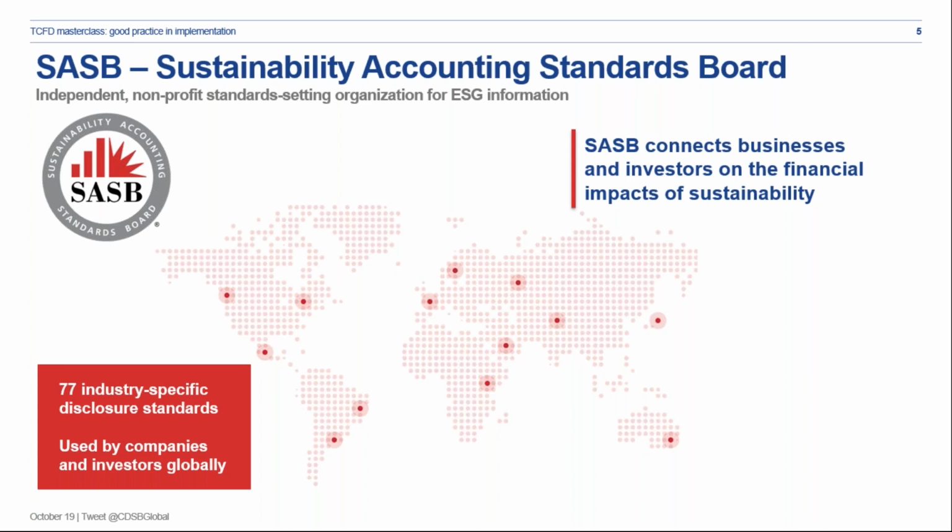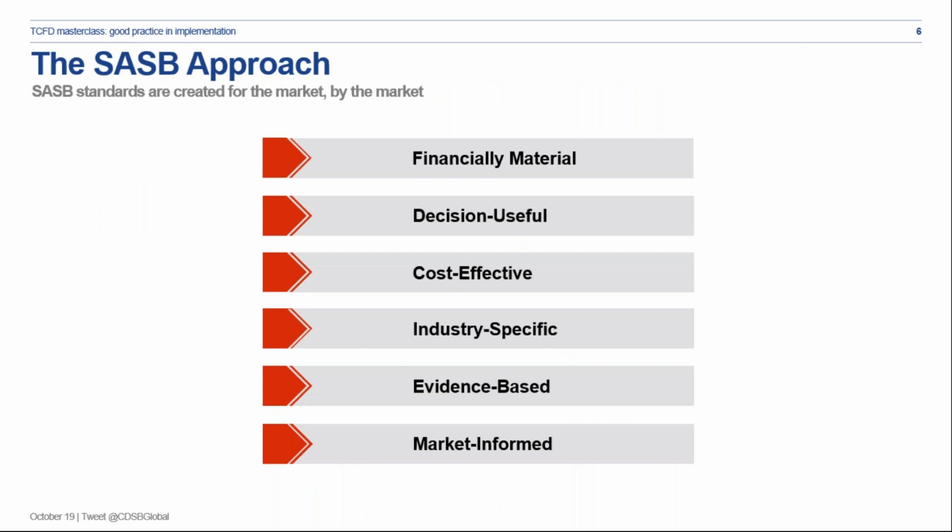Now, our standards are designed to be used by companies and by investors globally, really to enable that connection on financially material sustainability issues. On the next slide, I'll briefly review our approach to standard setting. When we began developing our standards in 2011, our goal was to create standards that facilitate the disclosure of financially material sustainability information, and to do so in a way that is decision useful and comparable for both companies and investors. And at the same time, we sought to ensure that the standards were cost effective for companies to implement.